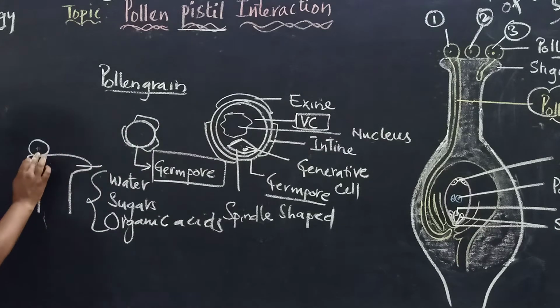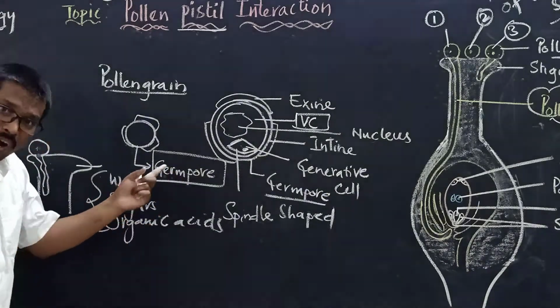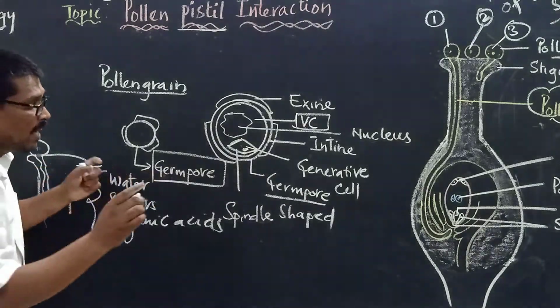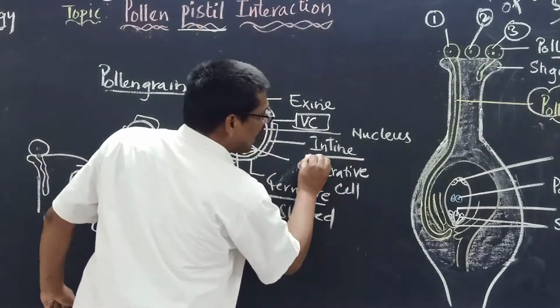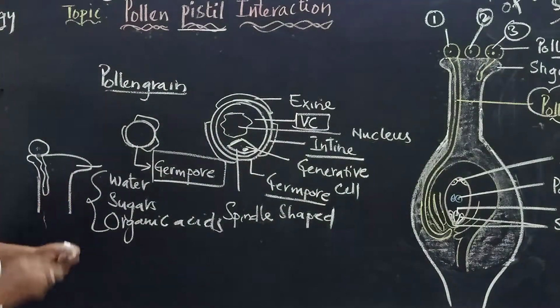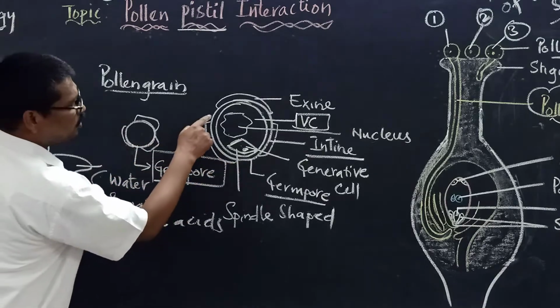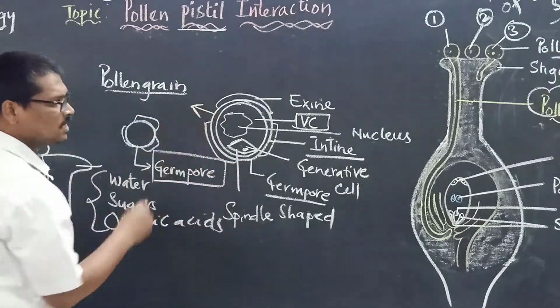Here, the pollen grain starts producing a pollen tube. From where is the pollen tube formed? The germ pore. What is this germ pore? It is the place where there is only intine. Please remember, two points are very important. We see here there are many germ pores. This area is also called a germ pore.